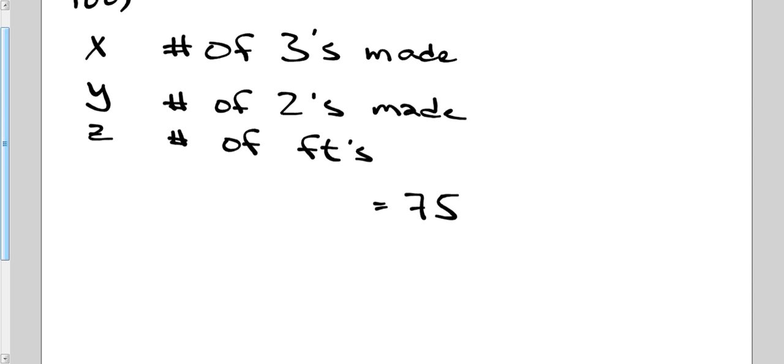What's the significance of the number 75? That's their score, right? How'd they get 75? Why 3x? Why not 2x? Alex is saying, if I made x number of 3-pointers, the number of points I get from those 3-pointers is going to be 3 times whatever I made, right? So 3x plus 2y plus 1z. I'm just going to say plus z equals 75.